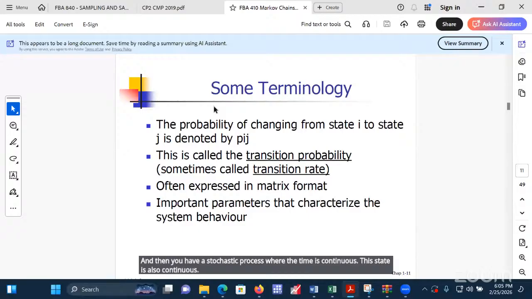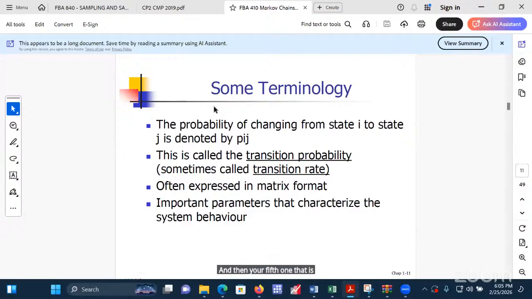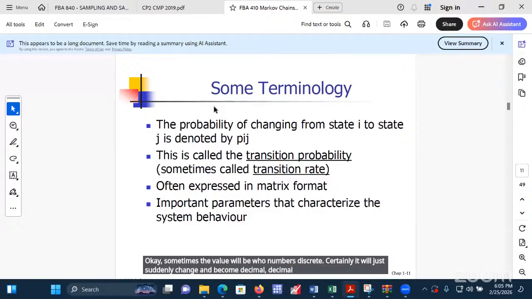And then the fifth one that is hidden is the mixed stochastic process. Sometimes the value will be whole numbers, discrete. Suddenly it will change and become decimal. That's a mixed process. And so on.